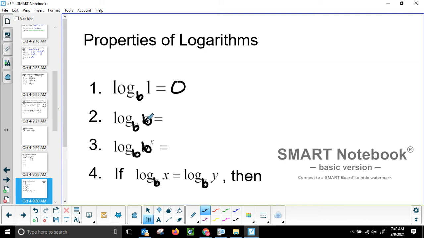b to what power equals b? Well, b to the first power equals b. Here we would ask, b to what power equals b to the x? Well, b to the x power equals b to the x. And then this one we're going to use a lot when we solve logarithmic equations. So it's kind of important to note, even though it's very common sense. If log base b of x equals log base b of y, then what must be true? Well, if my bases are the same, the only way that these two things can be equal is if x is equal to y.